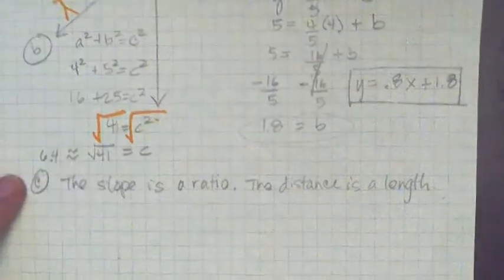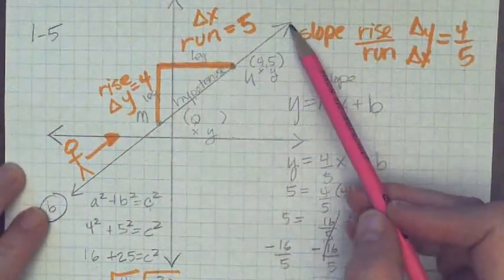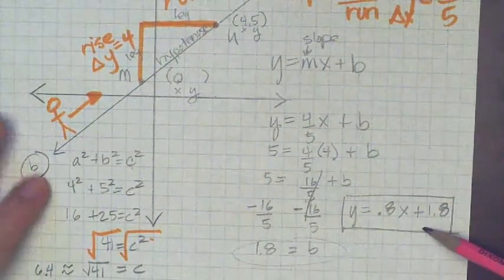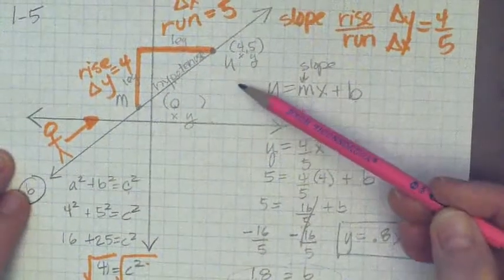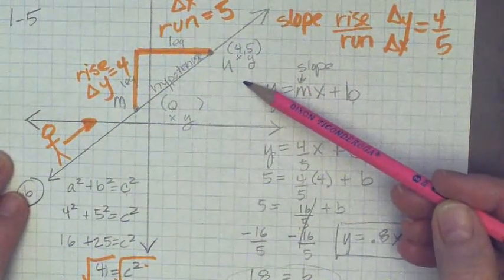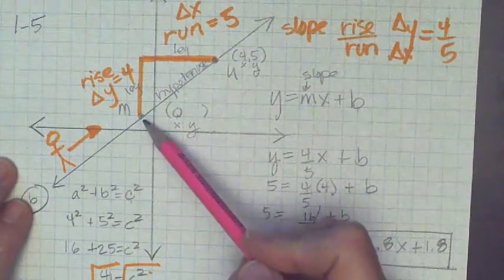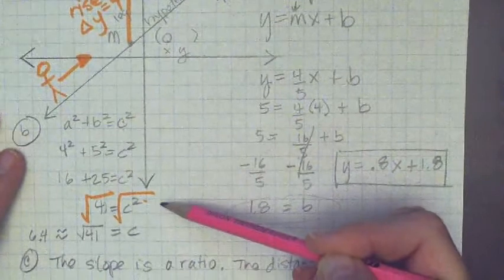So that's an important question because we're looking at a line. This is the equation of that line, y equals 0.8x plus 1.8. If I'm going to graph that on a sheet of graph paper, I need the slope, I need the y-intercept. But if I just need the distance between these 2 points, I'm using the Pythagorean theorem.